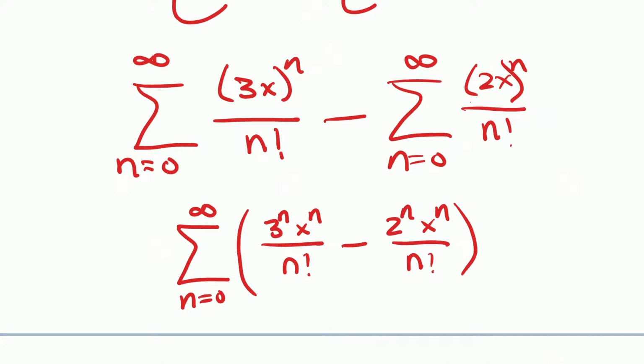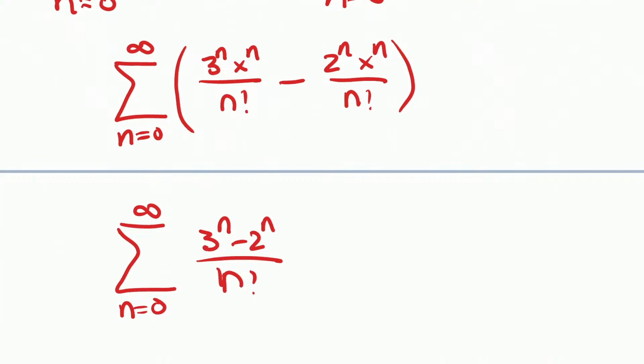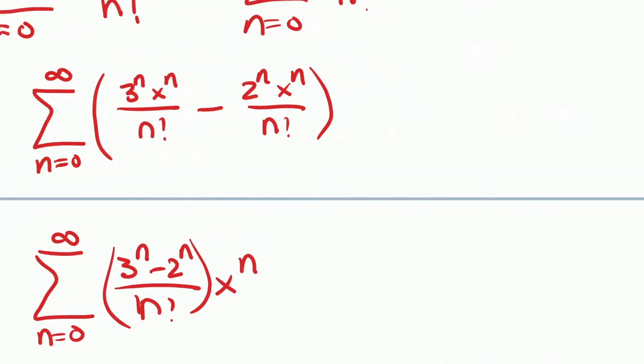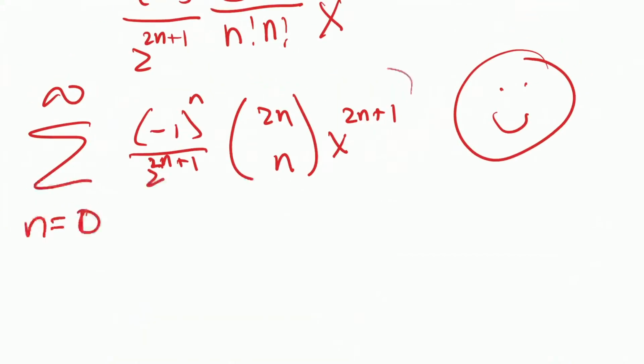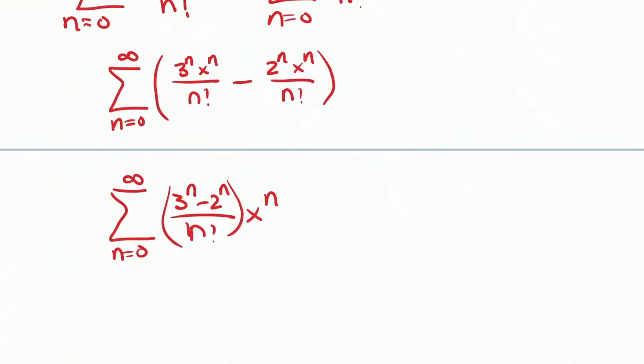So I did two things there. I combined them into a single sum, and I used, what would that be called? It's not really the distributive law, but whatever you call that with exponents, some algebra. Now we're almost done. Let's just factor out the x to the n, and then we'll be all set. So this goes from 0 to infinity, 3 to the n minus 2 to the n over n factorial times x to the n. That's our goal. Our goal is always going to be to come up with something where the x is all by itself, and then you have some coefficient. This is the coefficient for the x to the n.